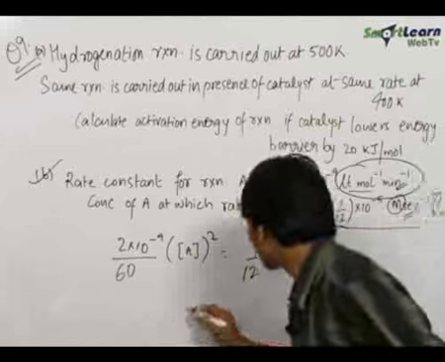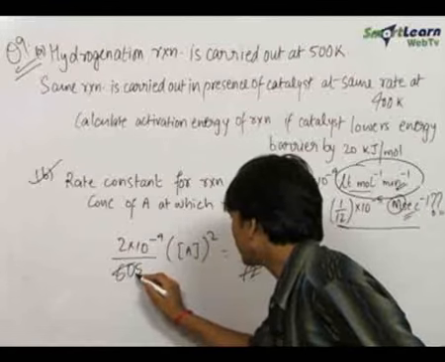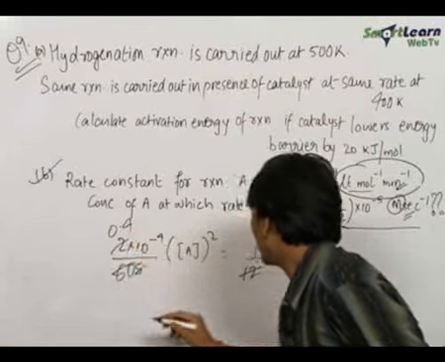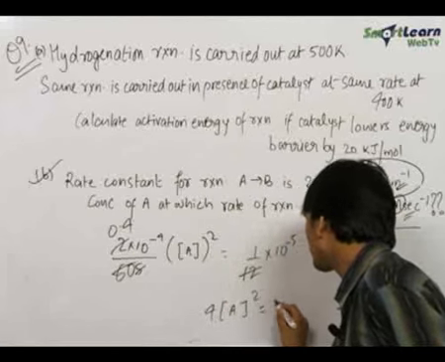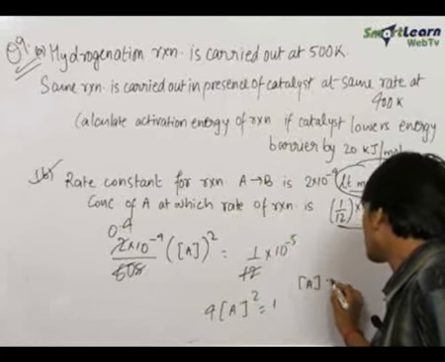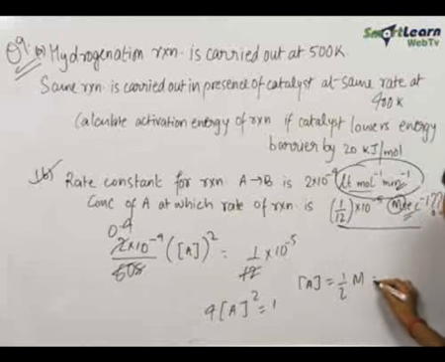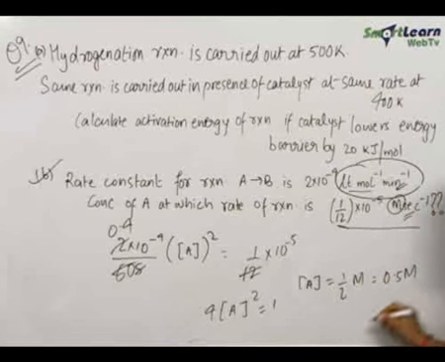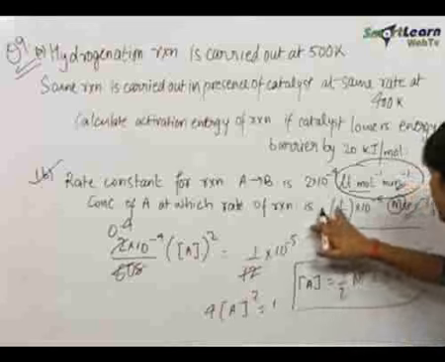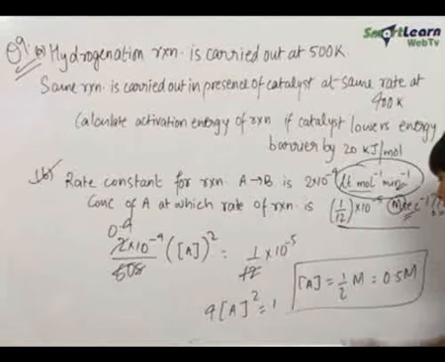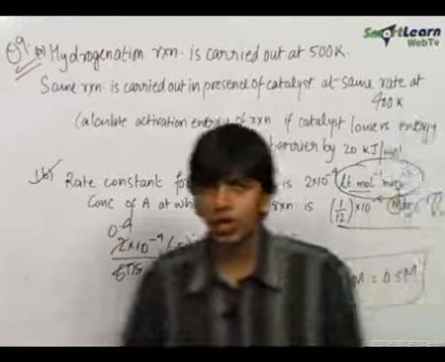On solving this, we get 4 into concentration of A whole square is equal to 1. Therefore concentration of A comes out to be equal to half M, that is 0.5 M, which is our answer for the concentration of A at which the rate of reaction is this much. So final answer is concentration of A is equal to 0.5 M.